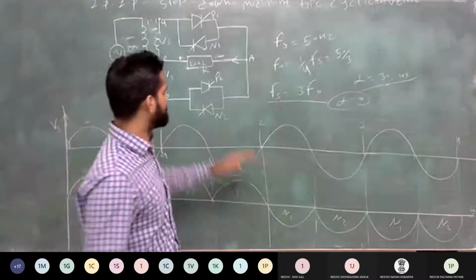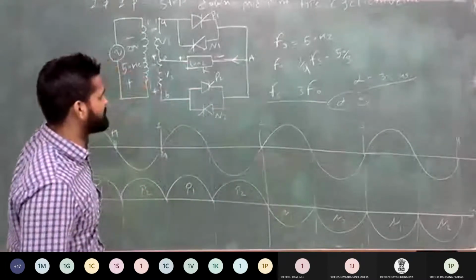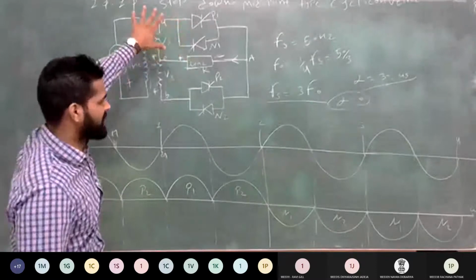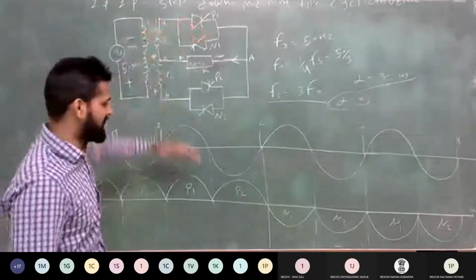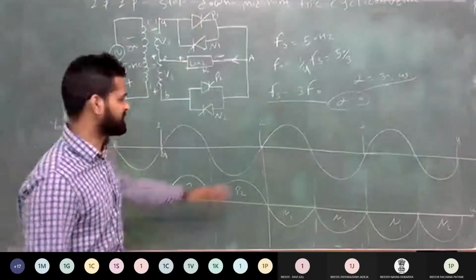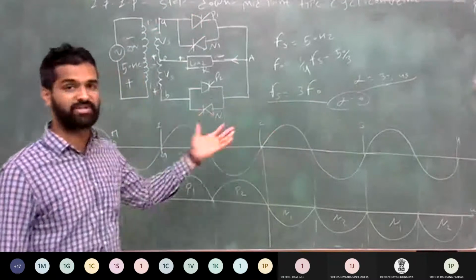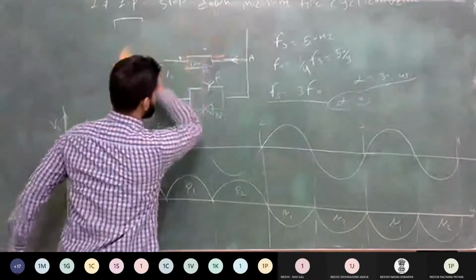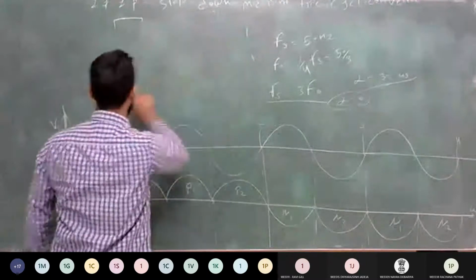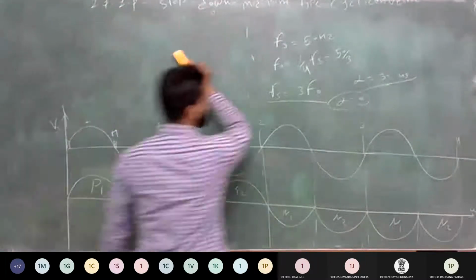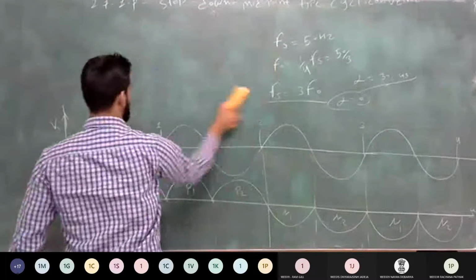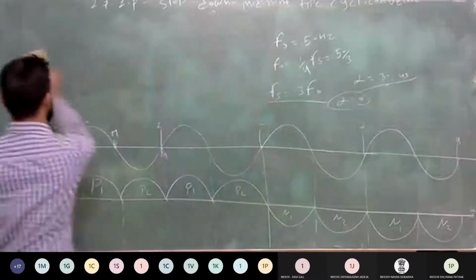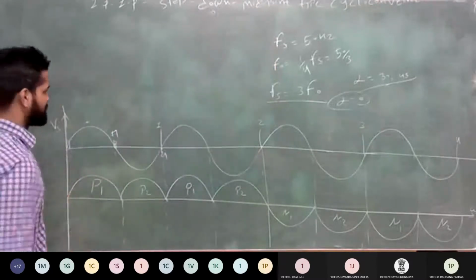This was the step down midpoint type cycloconverter. Now we see the same output voltage, same frequency, with the bridge configuration. So I remove this figure of the midpoint type and draw the figure of the bridge type cycloconverter, which we did in the last lecture.